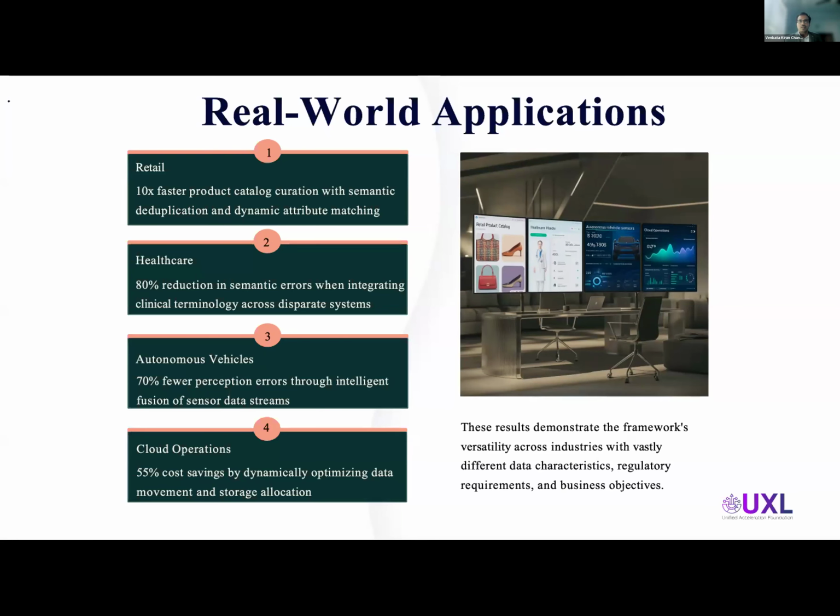In the automotive industry, for autonomous vehicles, pipelines ingest terabytes of sensor data coming from LiDARs, radars, and camera streams. That is where RL optimizes fusion across these particular streams, reducing perception errors by 70%. In cloud operations, dynamic RL-based resource allocation achieves 55 to 60% cost savings by minimizing unnecessary data movements and optimizing storage placements. So the takeaway here is that this framework adapts to very different industries and compliance regimes.